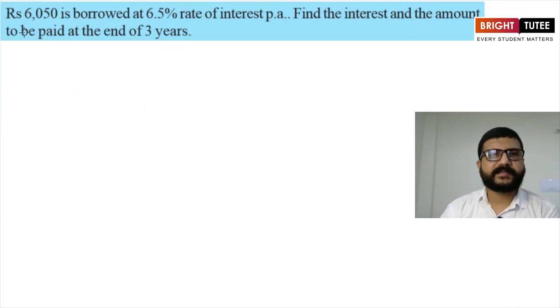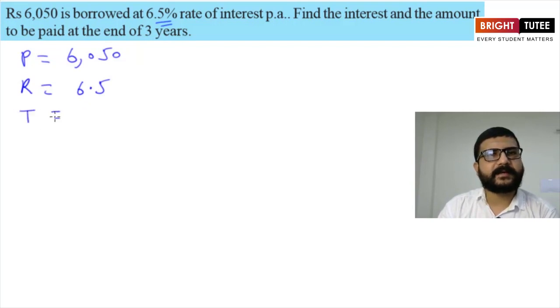Now the next question is, rupees 6050 is borrowed at 6.5% rate of interest per annum. Find the interest and the amount to be paid at the end of 3 years. Now we know amount is equal to principal plus interest. So for that, first of all we have to find the interest. Now what is the principal amount here? It is 6050. And what is the rate of interest? It is 6.5. And what is the time here? Time period is 3 years. So T will be 3.